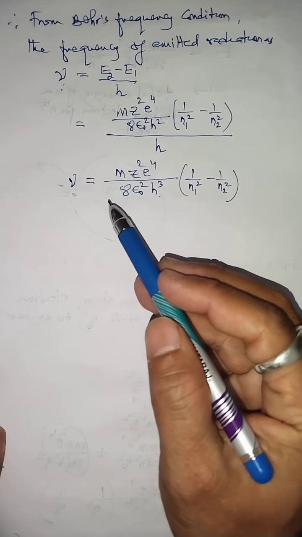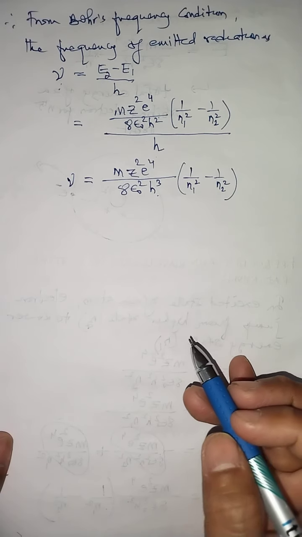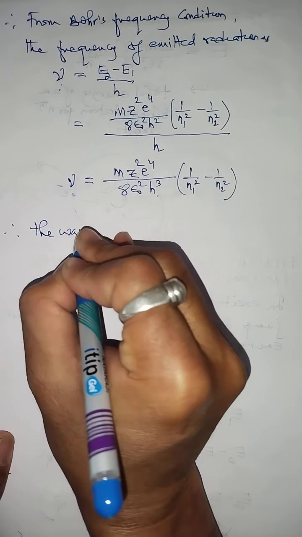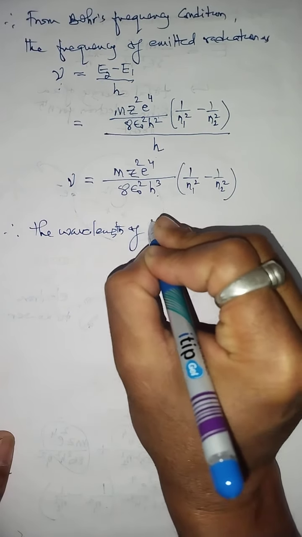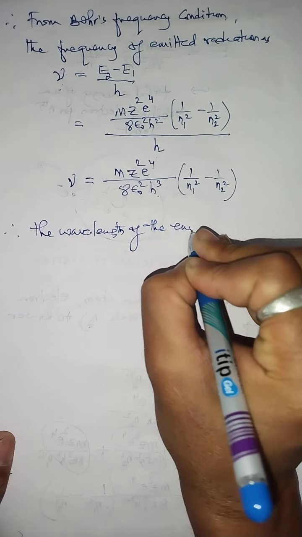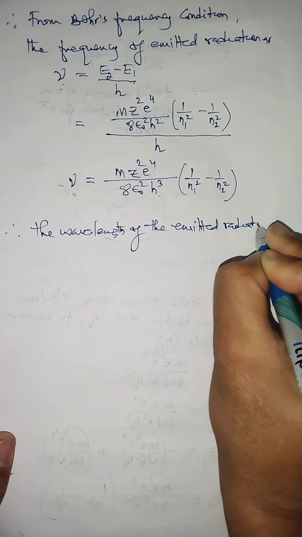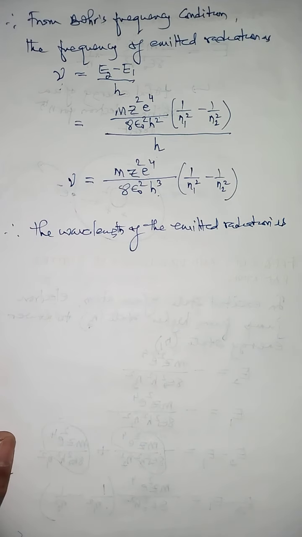So with this frequency, we can even measure the wavelength. So we measure the wavelength of the emitted radiation. Now I write down, therefore, the wavelength of the emitted radiation is given by the relation, and the wavelength is measured by the formula.